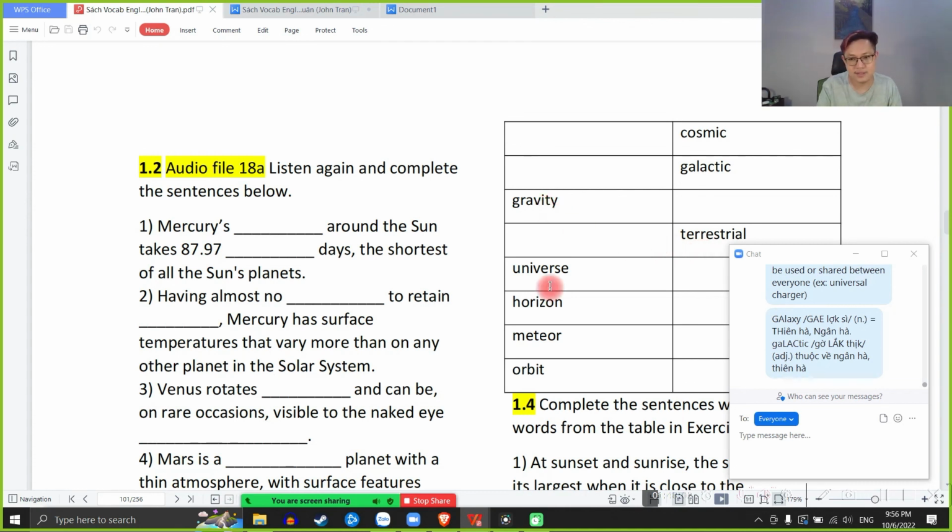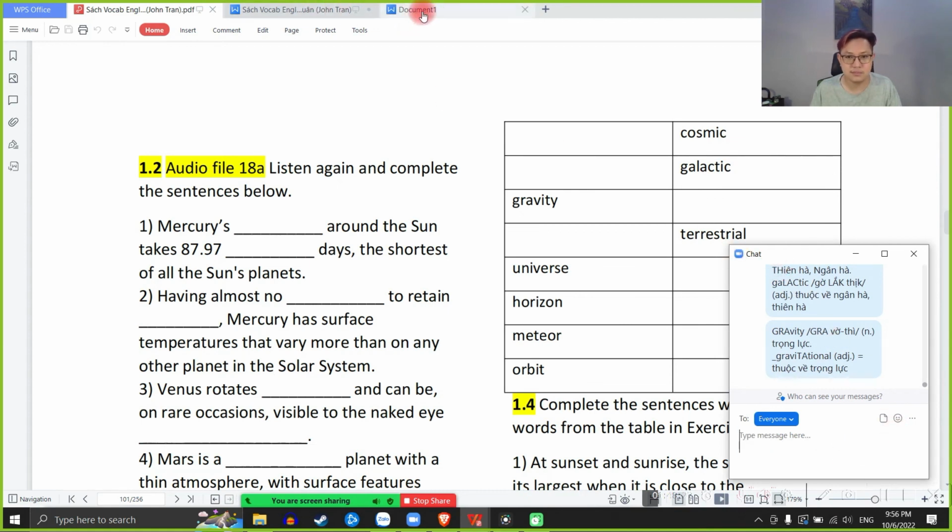Next one, gravity. Gravity is a noun, trọng lực, lực hút. So adjective form is gravitational, thuộc về trọng lực.